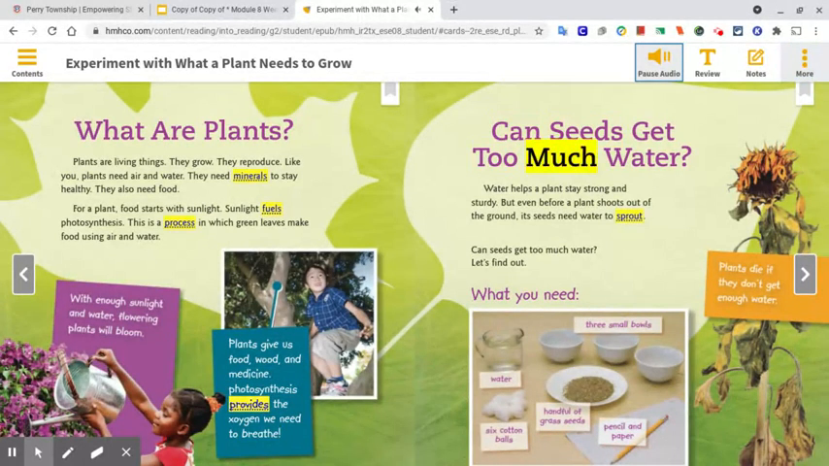Can seeds get too much water? Water helps a plant stay strong and sturdy. But even before a plant shoots out of the ground, its seeds need water to sprout. Can seeds get too much water? Let's find out. What you need: 3 small bowls, water, 6 cotton balls, handful of grass seeds, pencil and paper. Plants die if they don't get enough water.